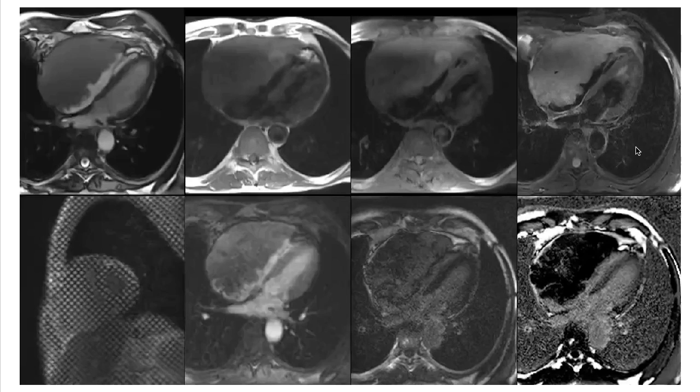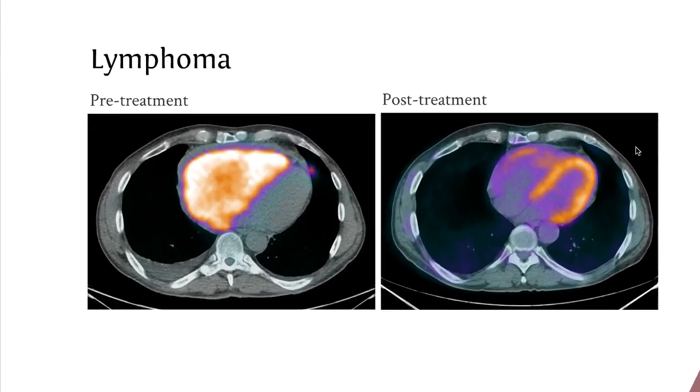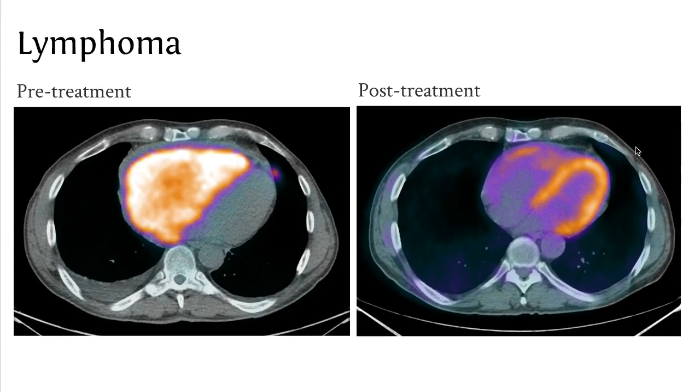That'll give us a better idea of the extent of enhancement that we see versus a necrotic core, for example. One of the tendencies would be to say, oh, this is just all necrosis and there's no enhancement there. But we know that all of this is enhancing. This is a lymphoma. This is a great example of pre and post treatment. The mass is pretty much undetectable post treatment.